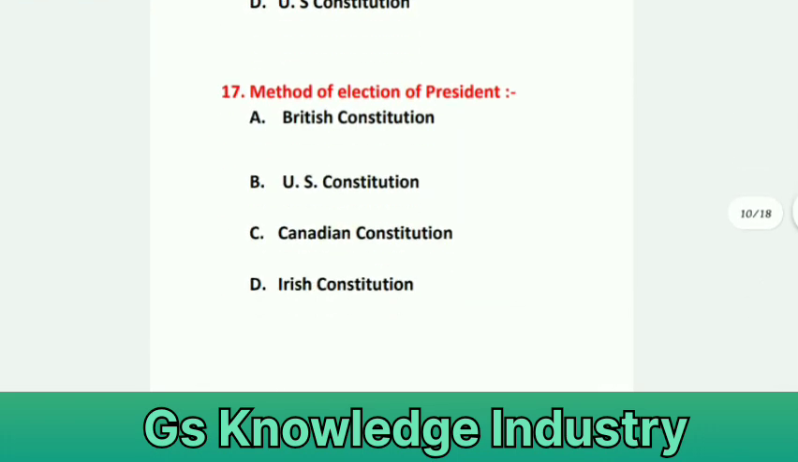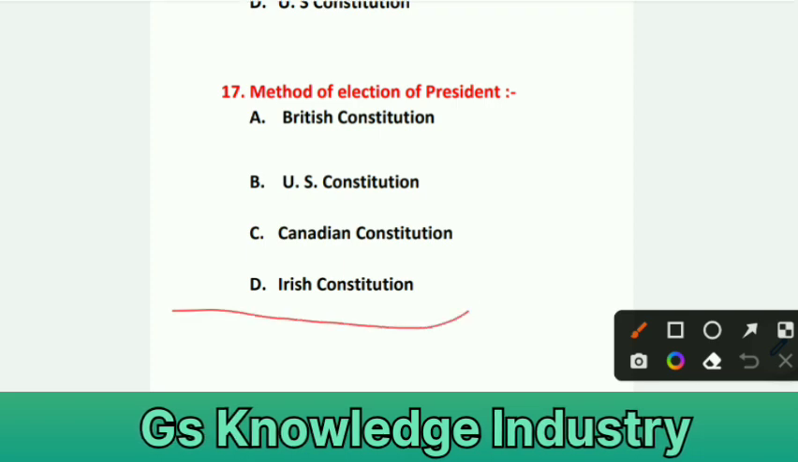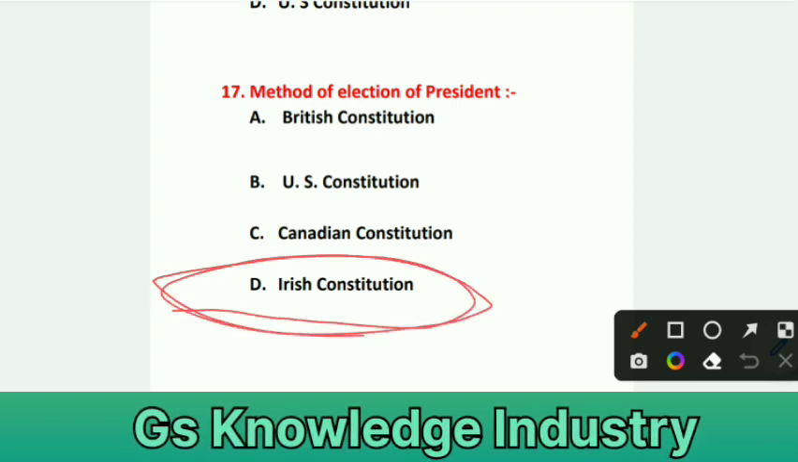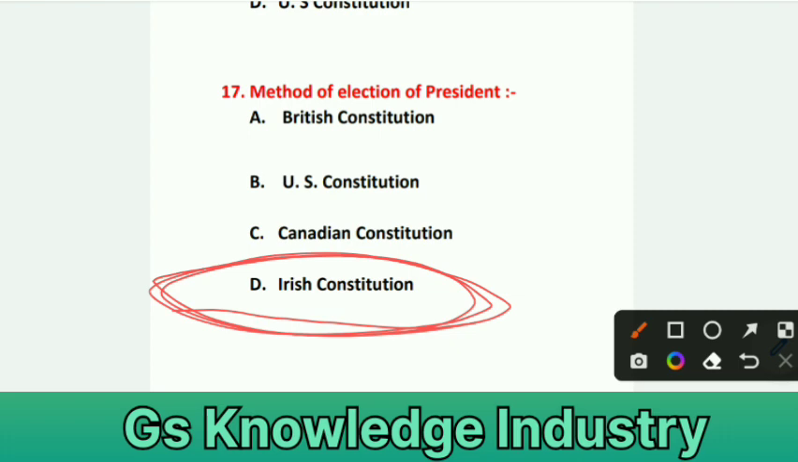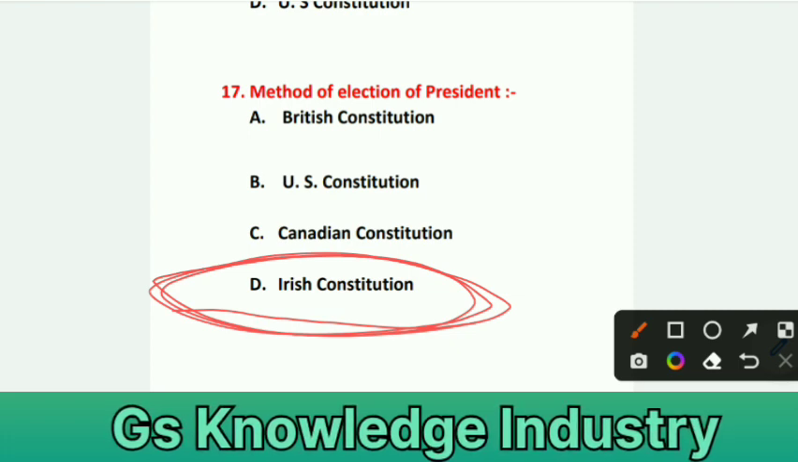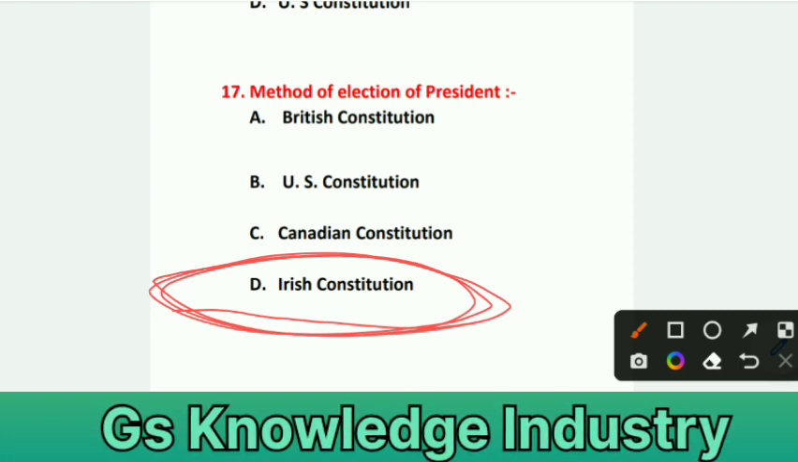17 number question. Method of election of president. The method of election of president, this system has been came from which constitution? The correct answer is option C, Irish Constitution. In our India, the method of president election has been came from Irish Constitution.